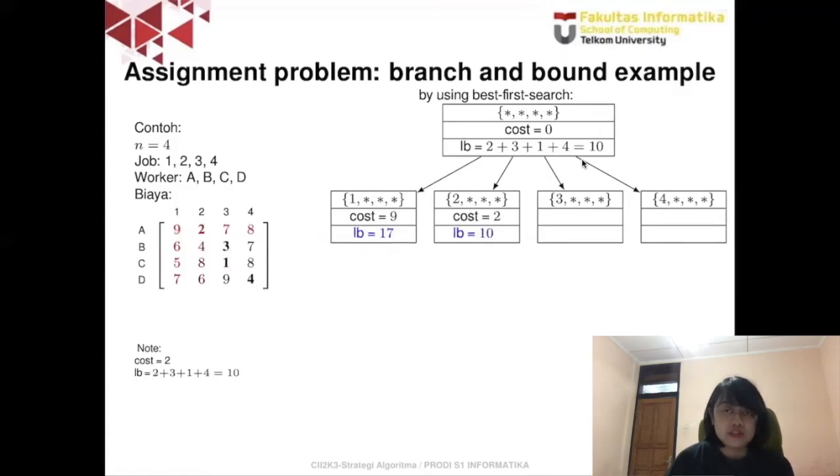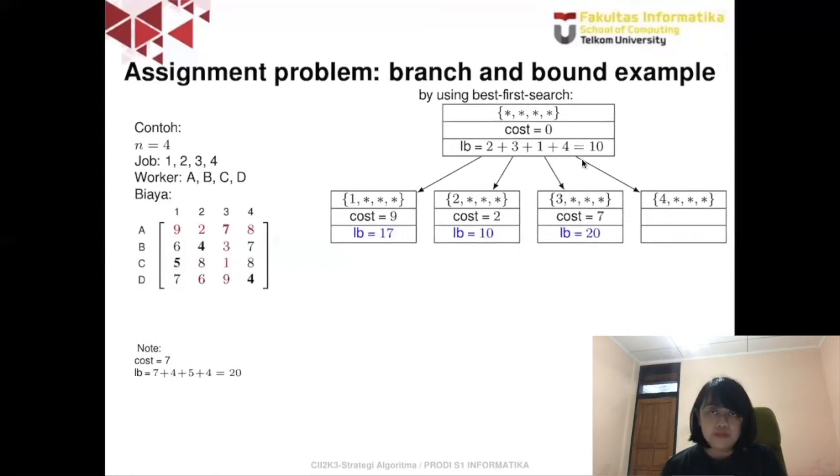And next, for the second option, if the first worker, which is worker A, is given job 2, then the cost will be 2 up to this point, and the lower bound will be 2 plus 3 plus 1 plus 4. 2 because it is locked for this option, and 3 because it is the lowest one we can give to worker B. It's the same for C, 1, and D, 4.